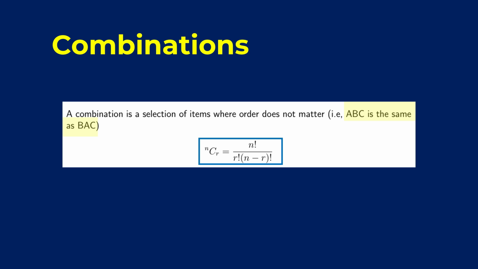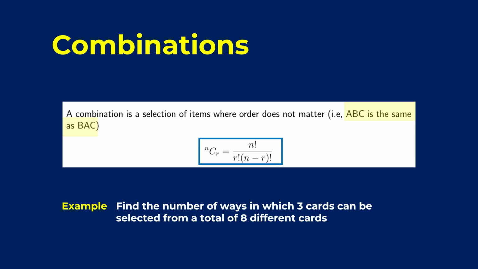Let's look at an example in which we want to find the number of ways in which 3 cards can be selected from a total of 8 different cards. Plugging these into the above formula, we can see that there are 56 ways 3 cards can be chosen from a total of 8 different cards.